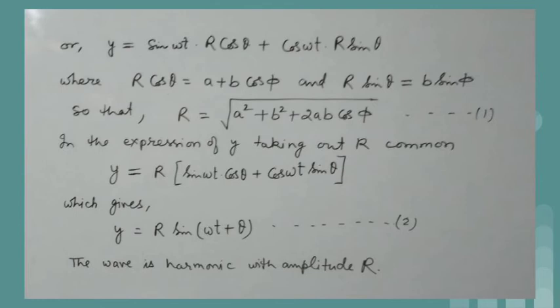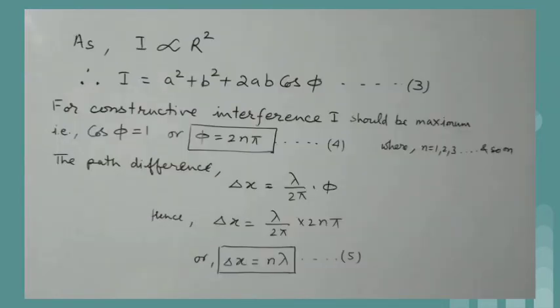The resultant wave is a harmonic wave of amplitude r, which is given by equation 1. As the resultant intensity is directly proportional to the square of the amplitude of the resultant wave, that is, I is proportional to r², therefore intensity I = a² + b² + 2ab cos φ. For constructive interference, I should be maximum, that is cos φ = 1 or φ = 2nπ, where n = 0, 1, 2 and so on.